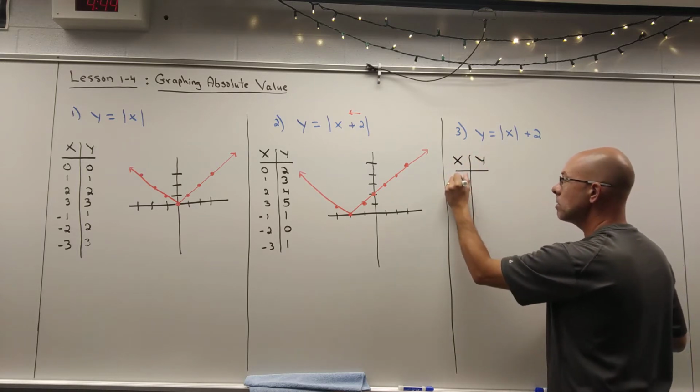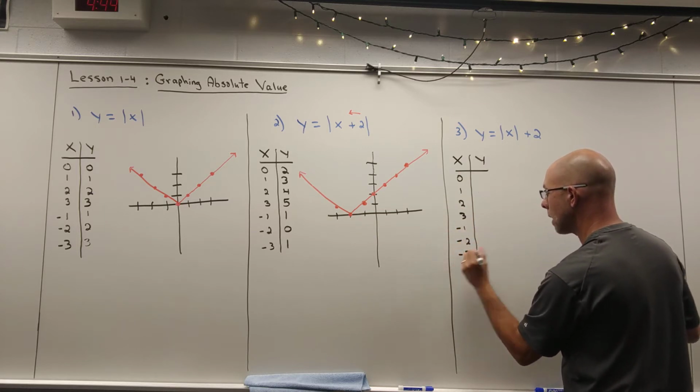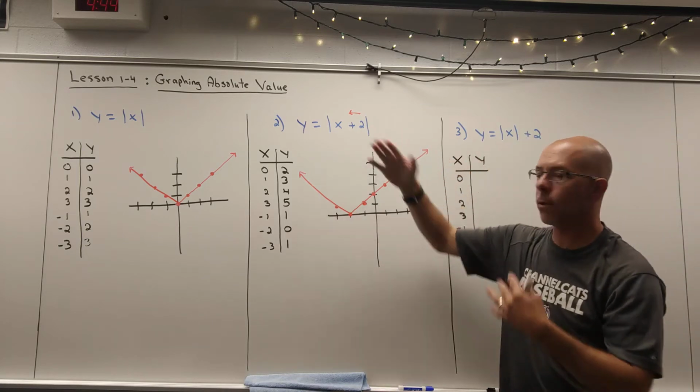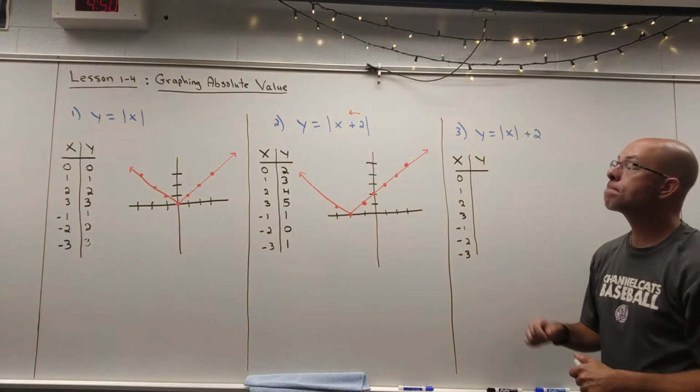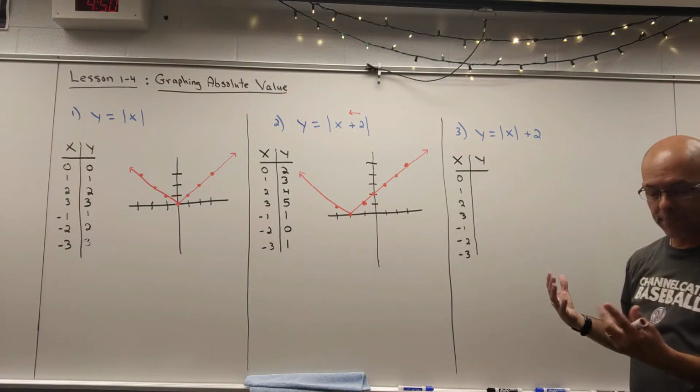We're going to use the same values again: 0, 1, 2, 3, negative 1, negative 2, negative 3. This time the plus 2, I used the same example, just put the 2 in different places. This time the plus 2 is on the outside. What does that affect?